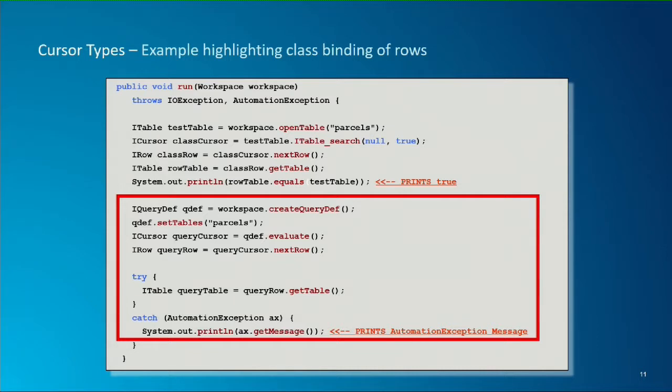Now here on the bottom, we have our alternative example where we have a QueryDefCursor. We create a QueryDef, we go and evaluate it, then we get the QueryDefCursor back, and we ask for a row object. And here we then ask for the table, and of course we get an automation exception message because there is no table associated with the row when it's handed out by a QueryDefCursor, okay?